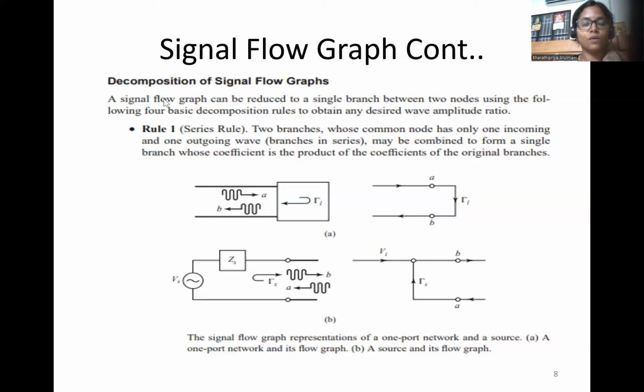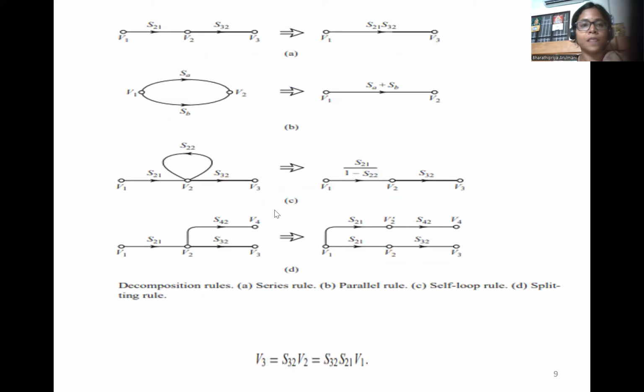So there are four rules associated with the decomposition of the signal flow graph. Rule one is the series rule, where two branches whose common node has only one incoming and one outgoing wave may be combined to form a single branch whose coefficient is the product of the coefficients of the original branches. In these figures, this is the series rule and this one is the parallel rule. So we can draw like this.